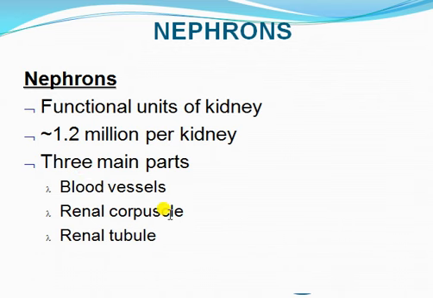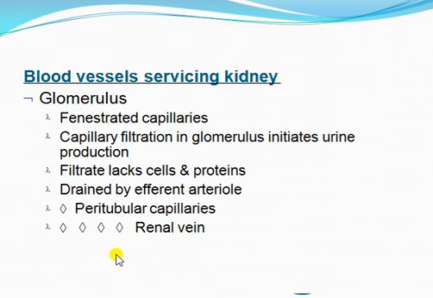So in the nephron there are blood vessels and there is the corpuscle. The corpuscle is nothing but the renal glomerulus and capsule, we can discuss that. Renal tubule means proximal, distal and collecting ducts. So the glomerulus is a capillary tuft. Filtration in the glomerulus initiates urine production; filtrate lacks cells and proteins, and the rest is drained by the efferent arteriole and peritubular capillaries to the renal vein.